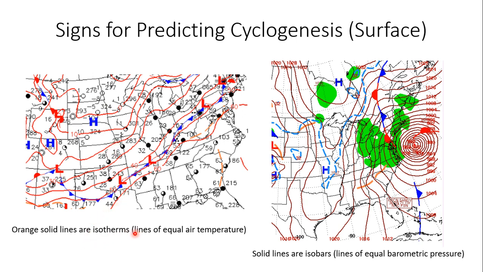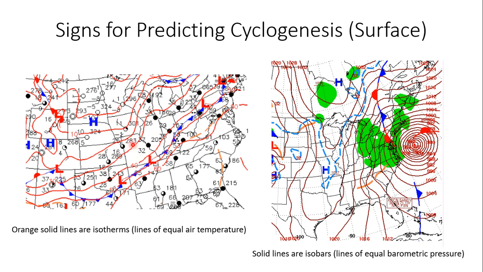These orange solid lines are isotherms, lines of equal temperature. That would be right here. I'm not showing you isobars on this particular map. I'm showing you lines of equal temperature. I call them orange, but they actually look more red, and they're in 10 degree increments. So for example, everywhere along this red line has a temperature of 40 degrees Fahrenheit. Everywhere along this line has a temperature of 30 degrees Fahrenheit. Everywhere along this line is 20 degrees Fahrenheit, and so on.